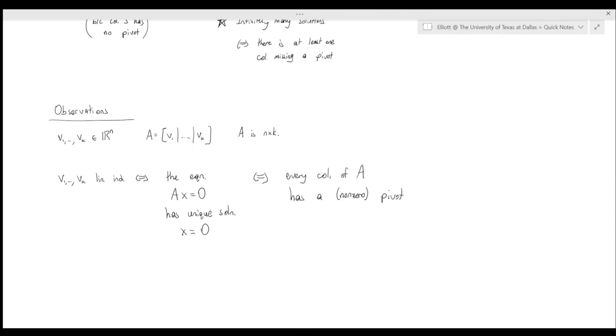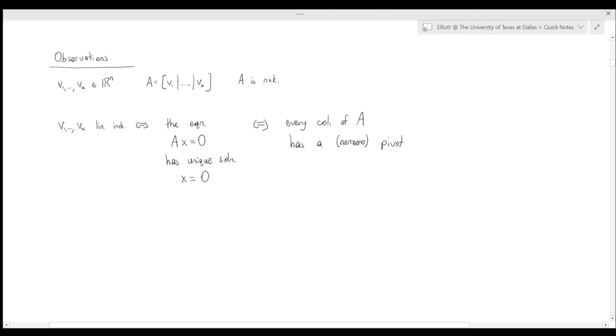And so if you compare this to span, the last observation that I made about span is for the vectors to span Rn, you needed every row to have a pivot. So for linear independence, you see it's kind of flipped a little bit, where to be independent, you need every column to have a pivot instead, okay?